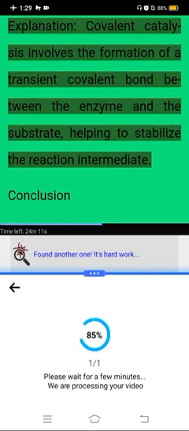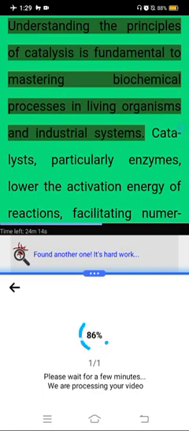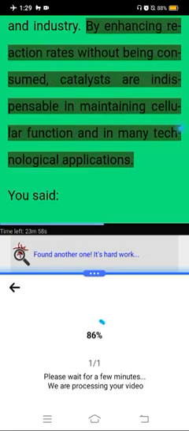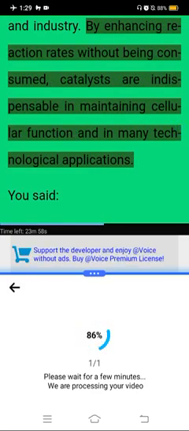Conclusion. Understanding the principles of catalysis is fundamental to mastering biochemical processes in living organisms and industrial systems. Catalysts, particularly enzymes, lower the activation energy of reactions, facilitating numerous vital processes in biology and industry. By enhancing reaction rates without being consumed, catalysts are indispensable in maintaining cellular function and in many technological applications.